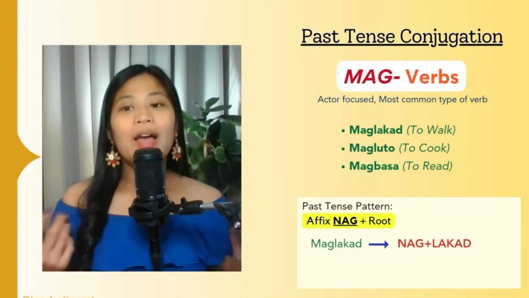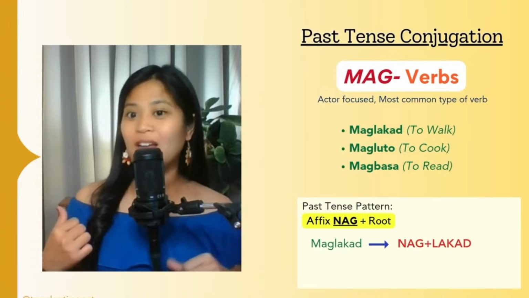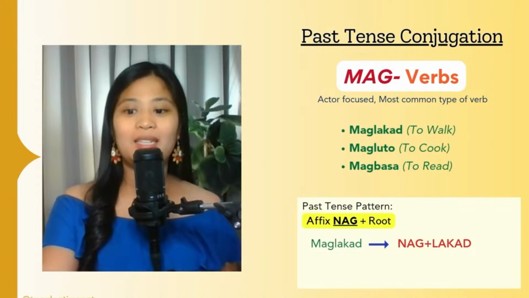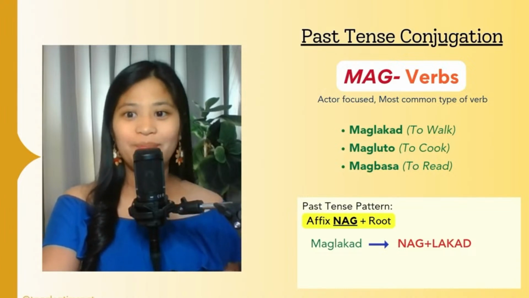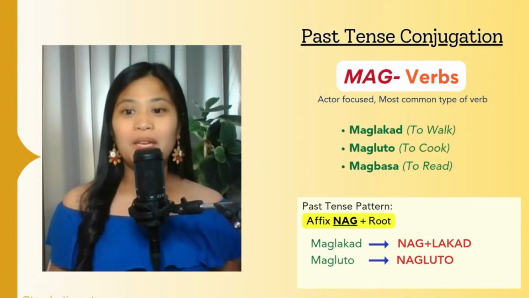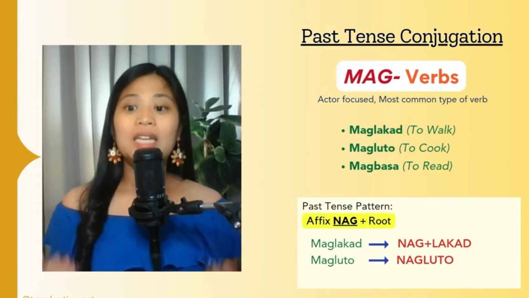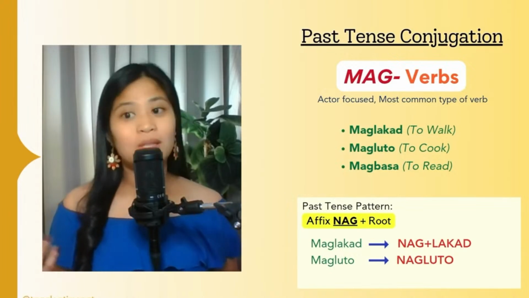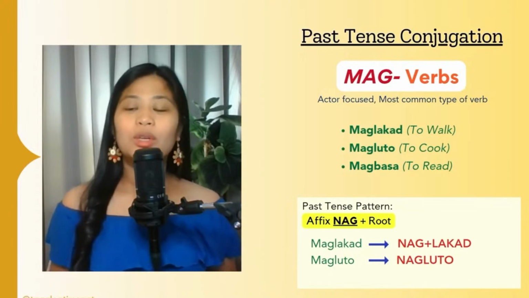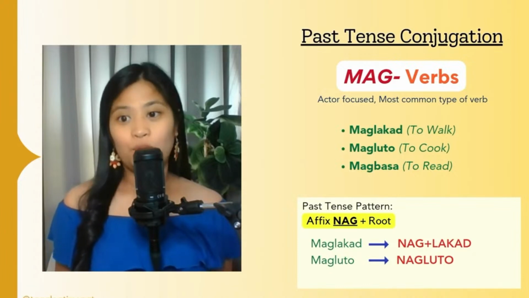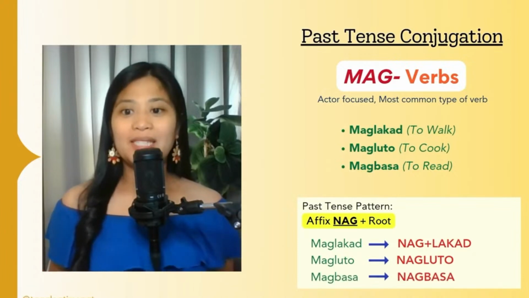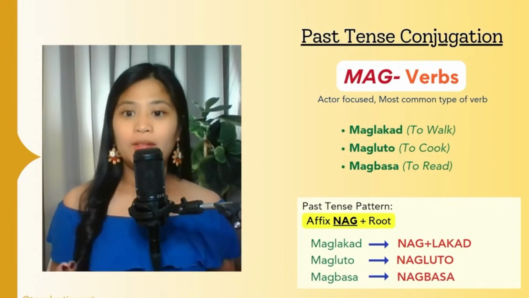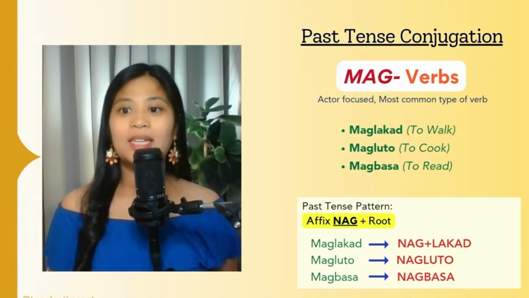Naglakad ako, I walked. Naglakad siya, she walked. So naglakad is the past tense of to walk in Tagalog. Magluto becomes nagluto. Nagluto ako, I cooked. Nagluto ako ng kanin, I cooked some rice. So nagluto is the past tense of to cook. Magbasa becomes nagbasa. Nagbasa ako, I read. So nagbasa is the past tense of to read.